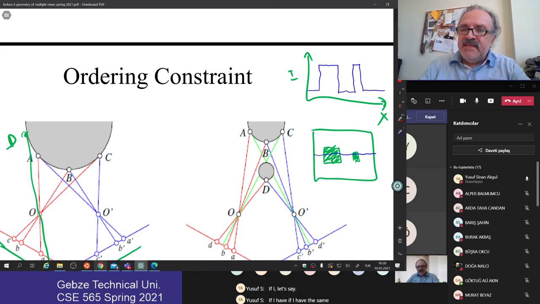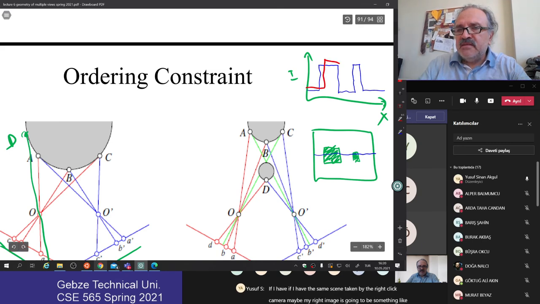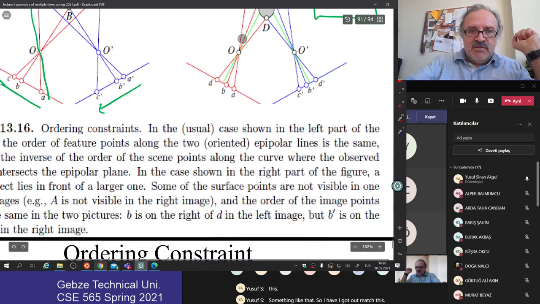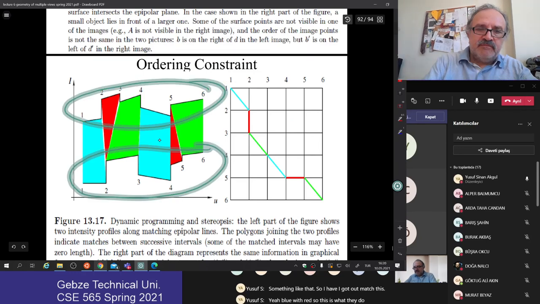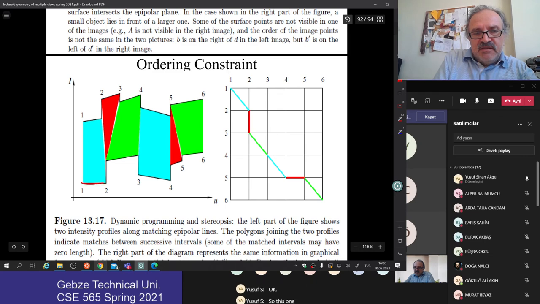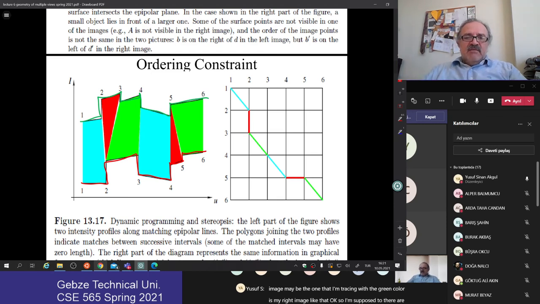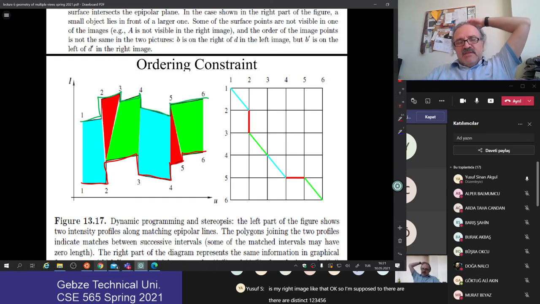If I have the same scene taken by the right camera, maybe my right image is going to be something like that. So how am I going to match this blue with the red? So this is what they do. Okay. So this one here, the one that I am tracing with red color, is my left image maybe, and the one that I am tracing with the green color is my right image, like that. Okay. So there are distinct 1, 2, 3, 4, 5, 6 points. And I'm trying to match those points with the other ones.